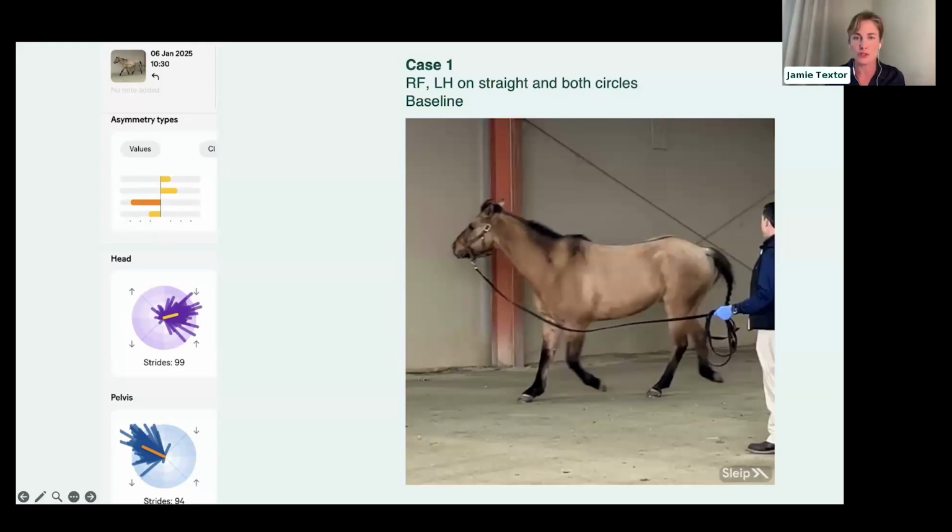The line of 0. So if we had a robot horse out there trotting around on the circle, we would have no colored bars coming off because there would be no asymmetry to report. We'd have a perfectly symmetric machine out there trotting. But in this guy's case, we do have asymmetry to report, and this is it.